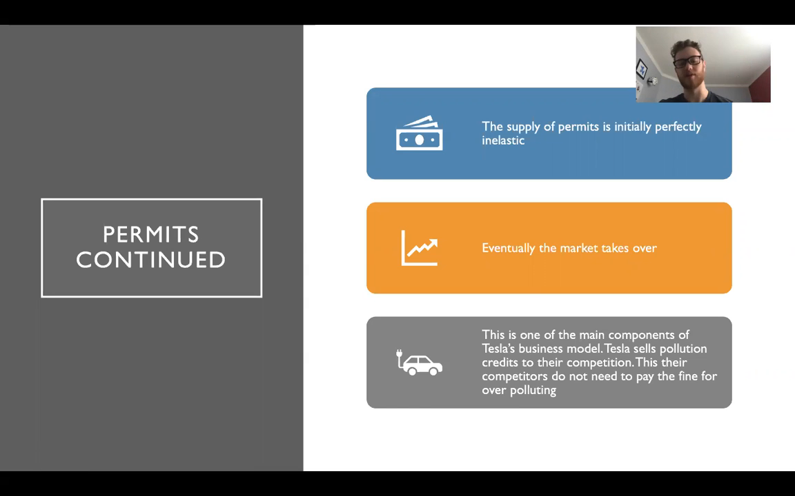This is one of the main components of Tesla's business model. Tesla sells pollution credits to their competition. Then their competitors do not need to pay the fine for overpolluting because they've bought Tesla's extra pollution credits.